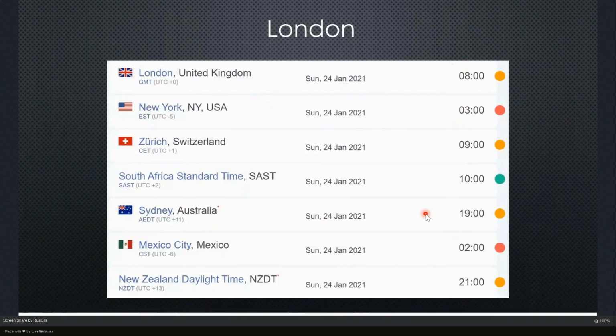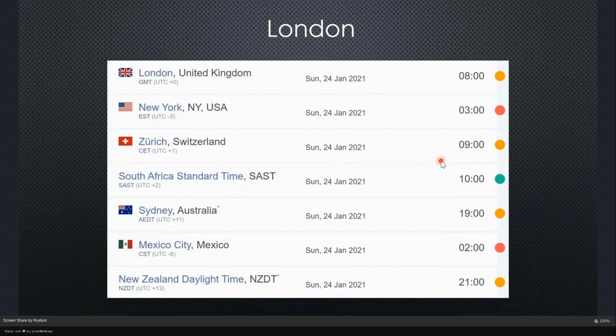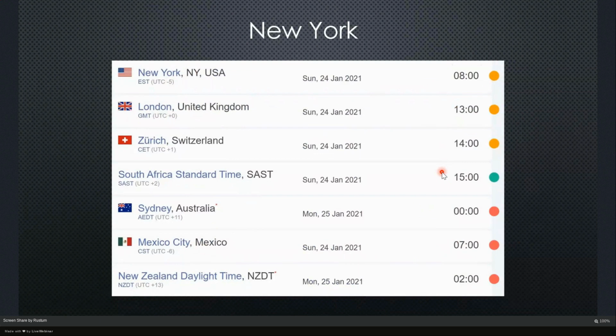Then we have the New York session. Now this is going to be better suited for the guys in Mexico or in New York, because this is a more decent time. So for them, it's about 7 a.m. when we need to start looking.